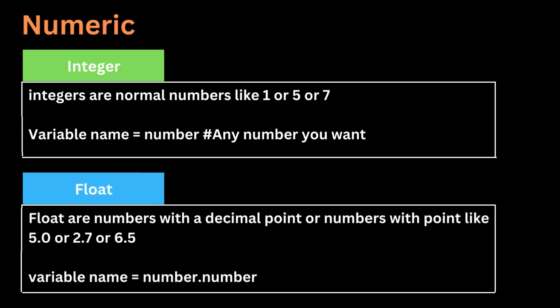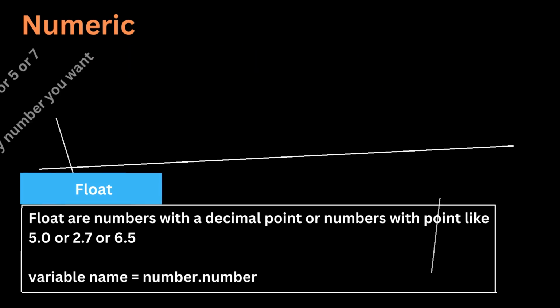Second one being float, which are numbers with a decimal point or numbers with a point, like 5.0 or 6.5. To use float data type, make a variable equals to number dot number.